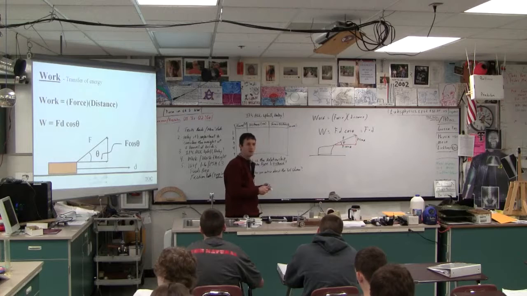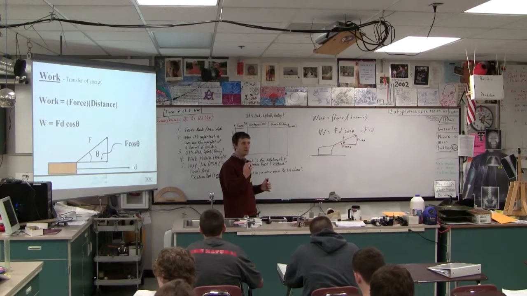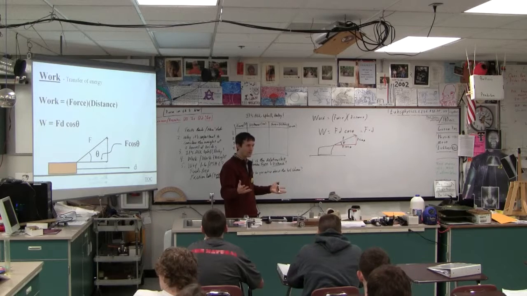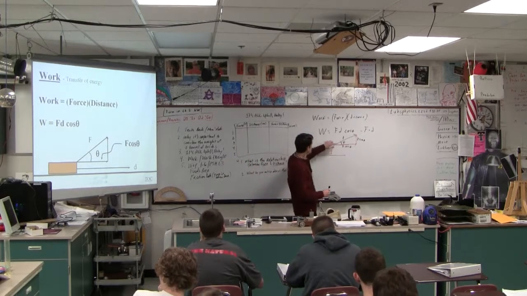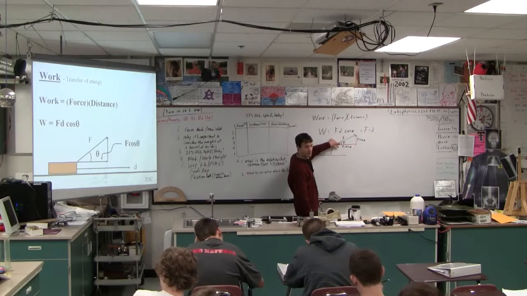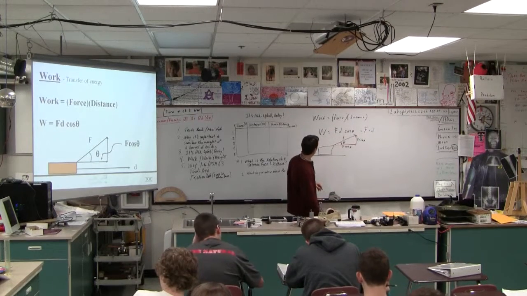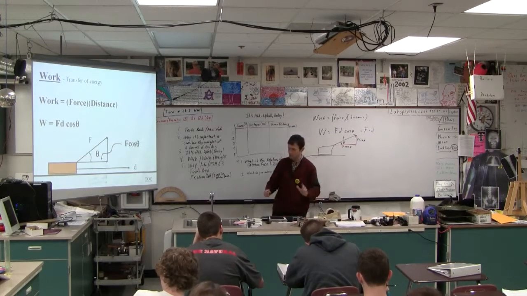If they don't give an angle, it's probably 0 degrees, which means it's in the same direction. Cosine of 0 is 1, so you don't need to worry about it, right? And then if they give you an angle, just make sure it's this angle that they're giving you. Find the cosine of it. You're set, right? And then there's another tricky thing.